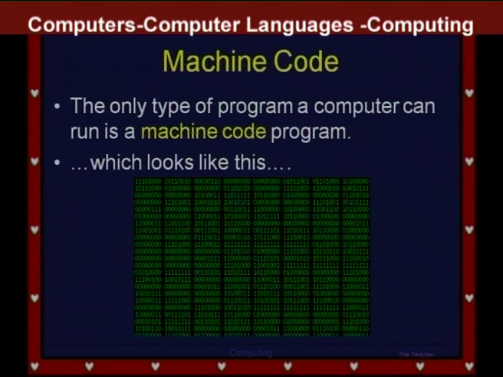Then how does it look? It's a set of zeros and ones. We can see an example: there is a set of zeros and ones. The machine will understand only these zeros and ones.